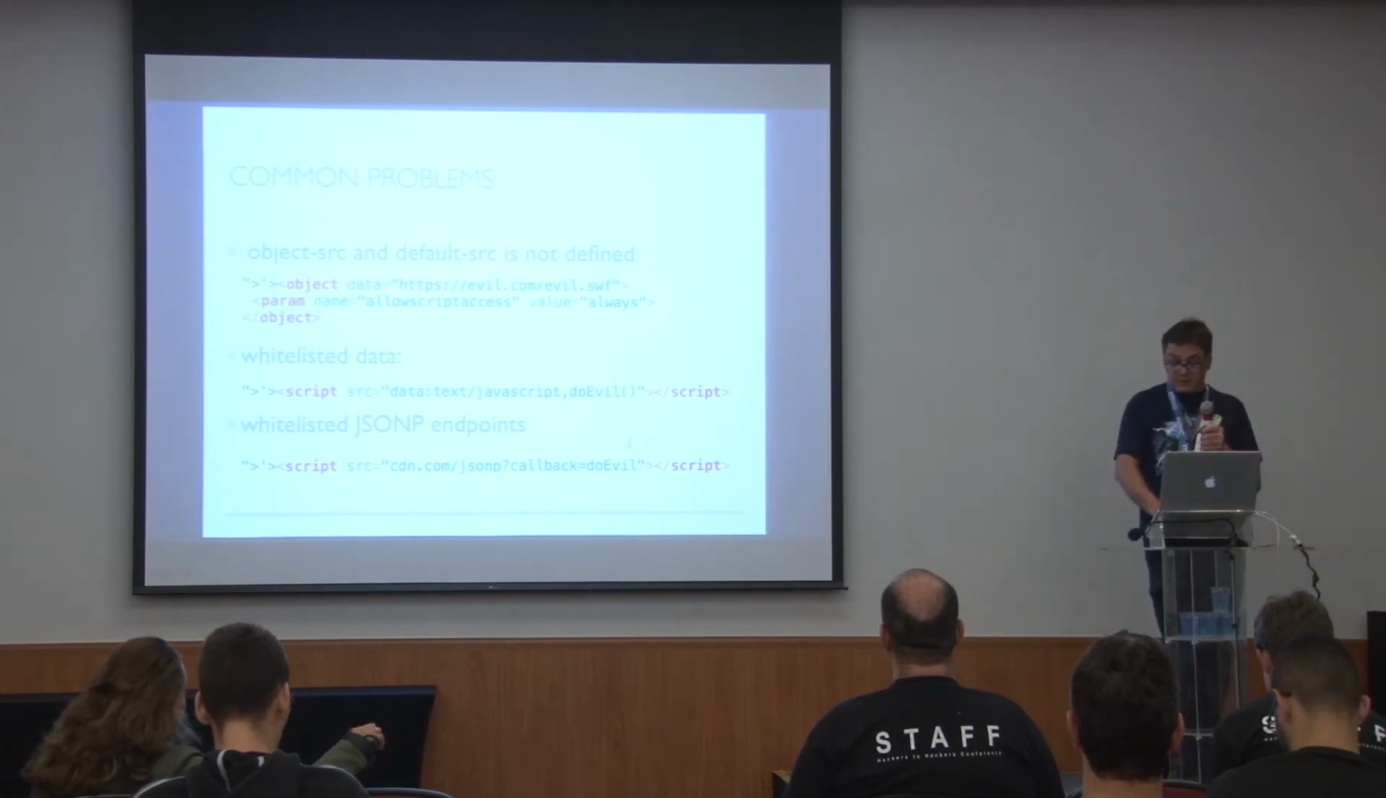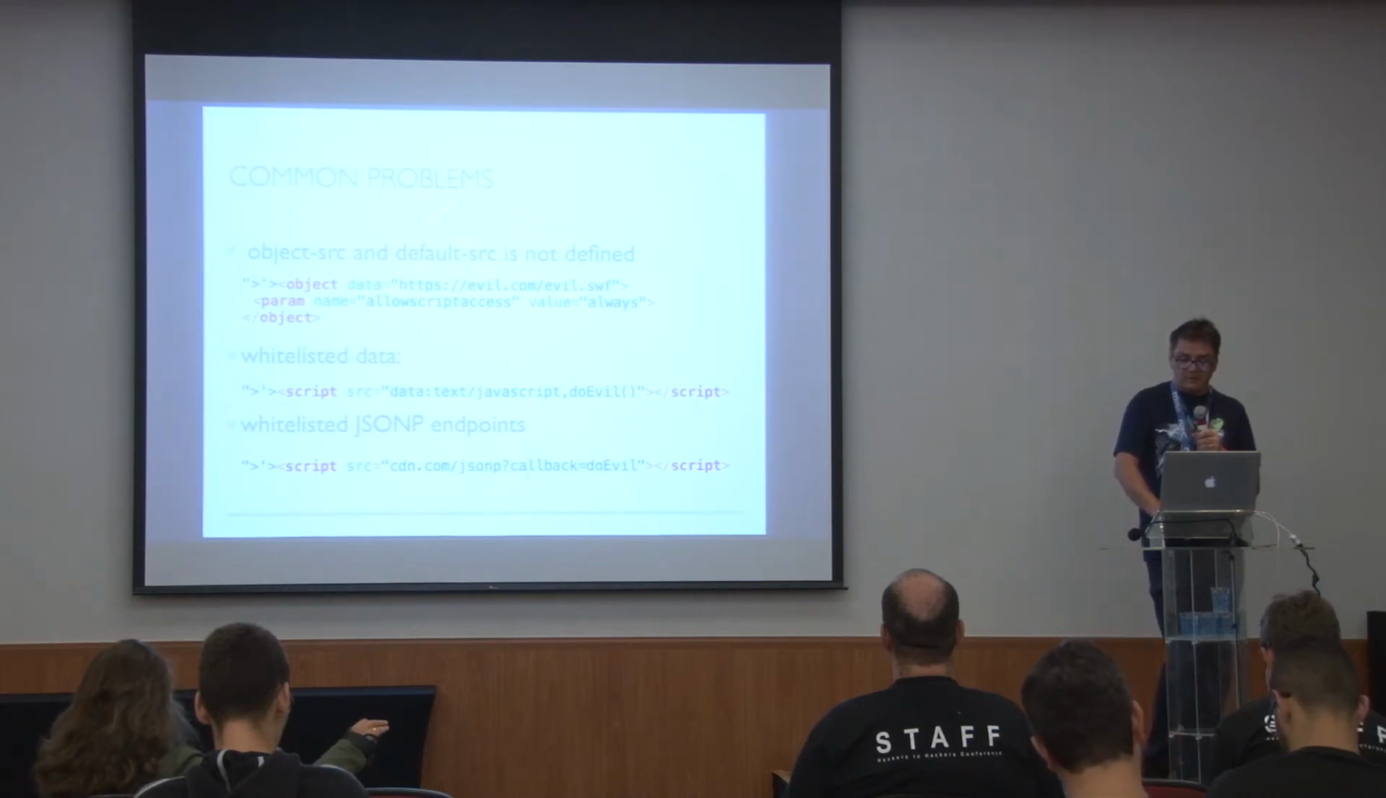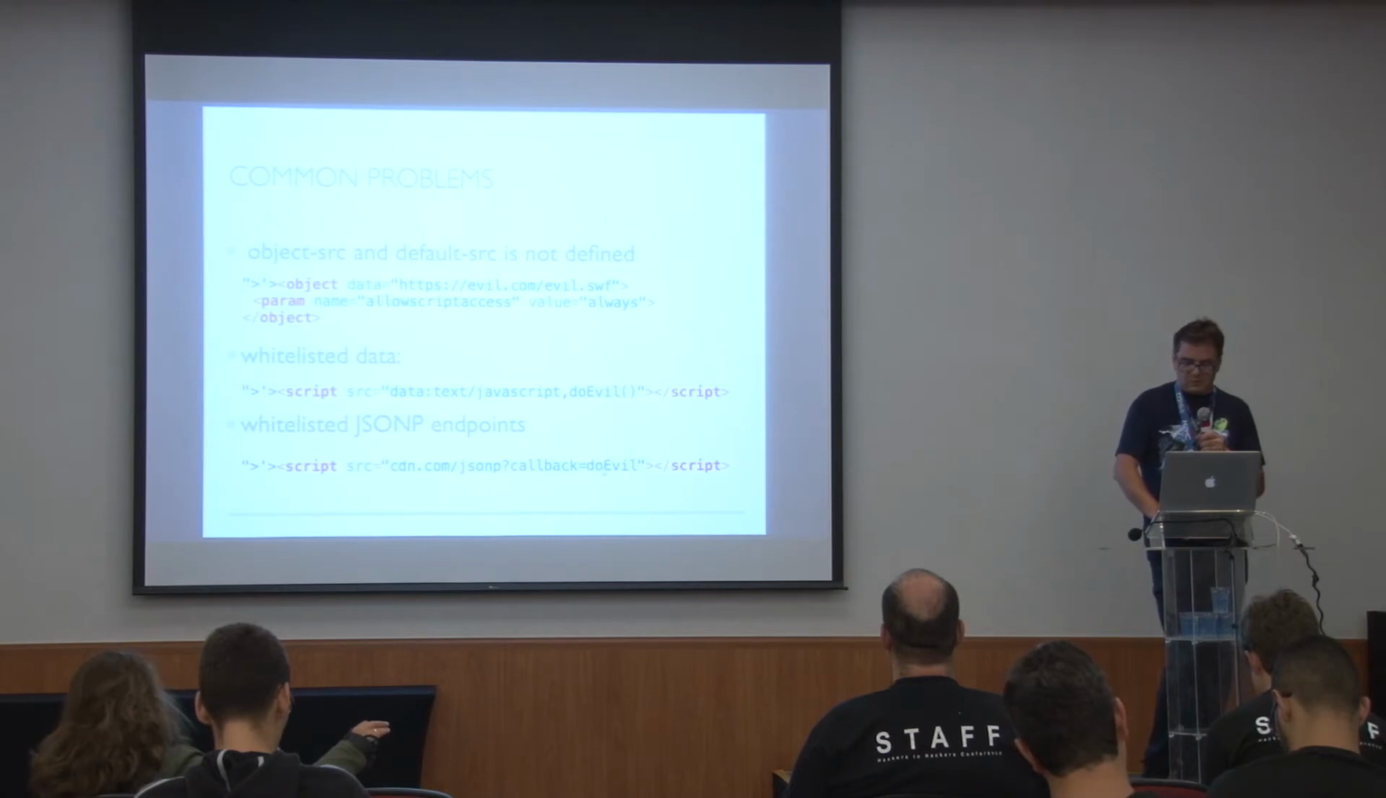And content security policy cannot do anything about it because it does not really control the URL arguments. Like you cannot say, I only allow callback equals good. Any JSONP requests, any request to cdn.com/JSONP, are going to be allowed.